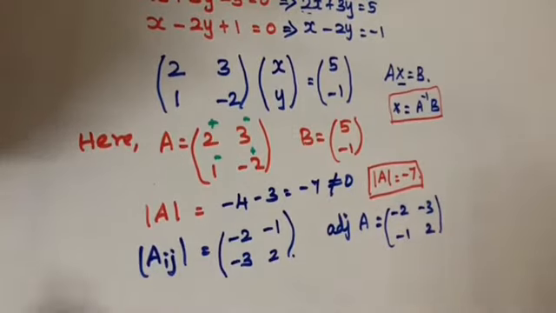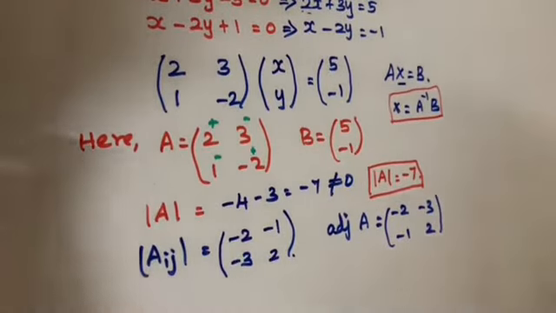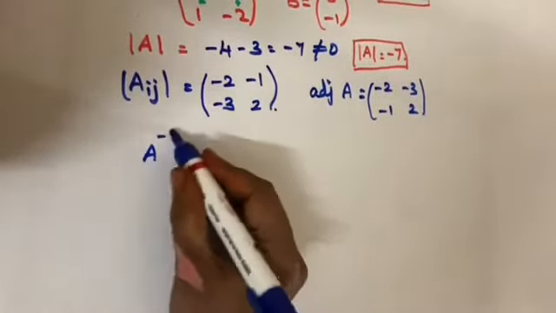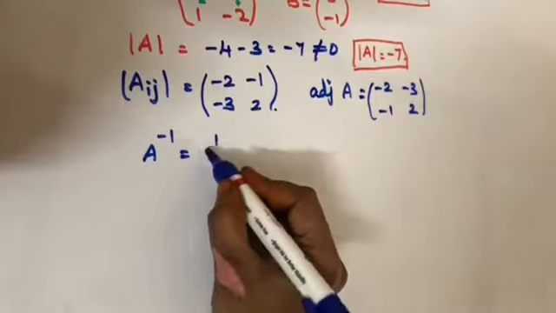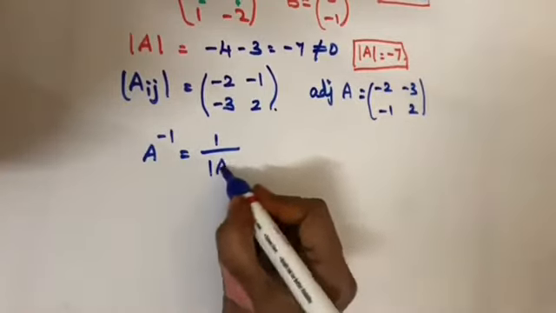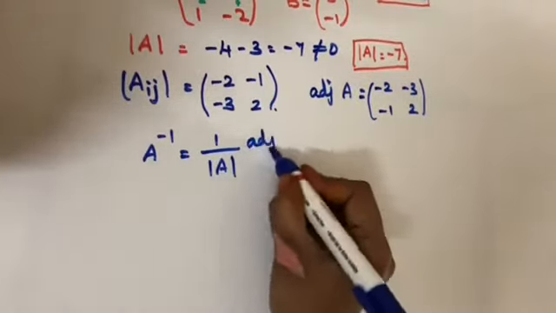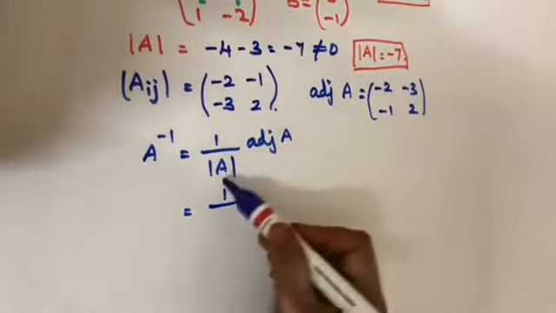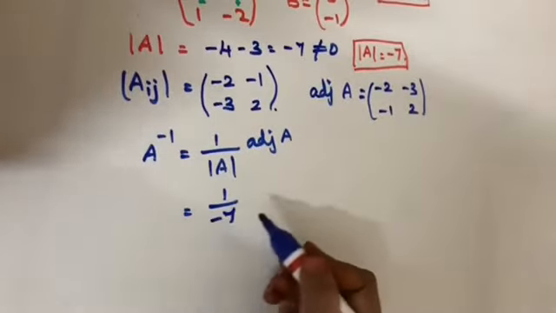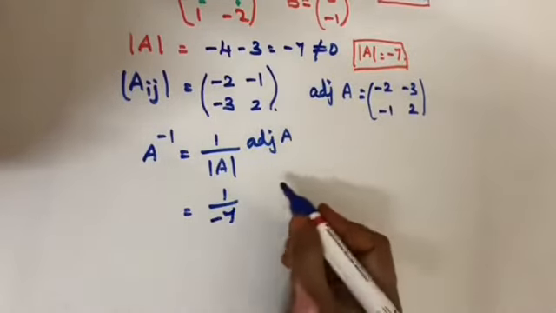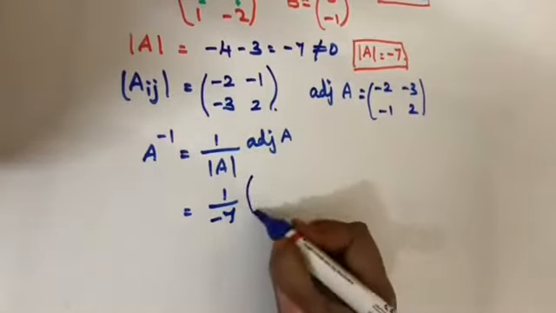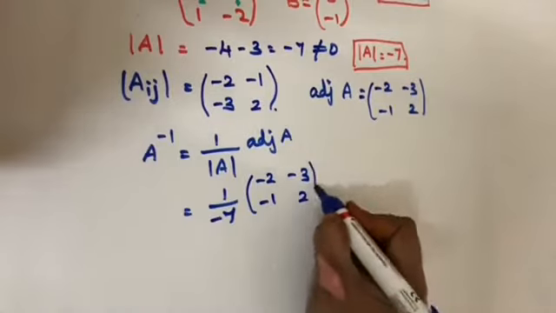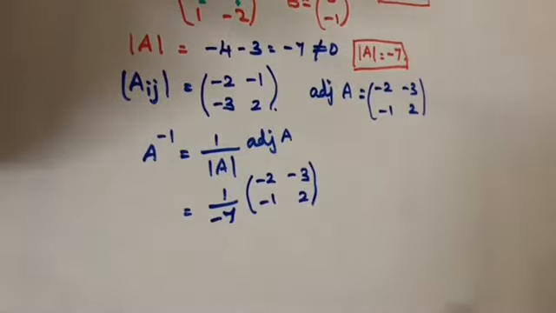Okay. Now A inverse. A inverse is equal to 1 divided by determinant A into adjoint of A. So 1 divided by, what is determinant A? Minus 7. Adjoint of A is minus 2, minus 3, minus 1 and 2. This is A inverse.